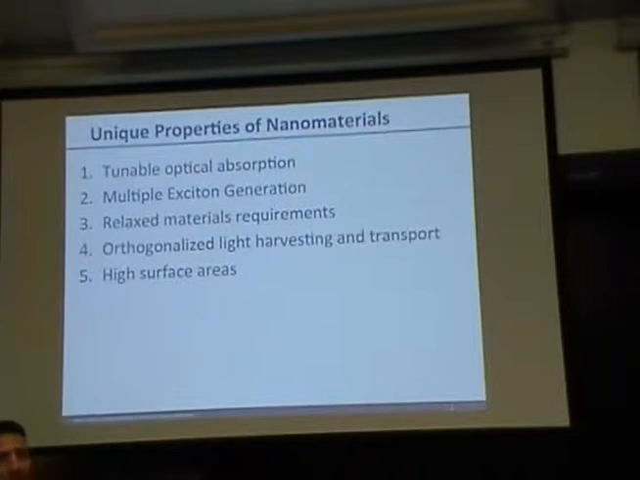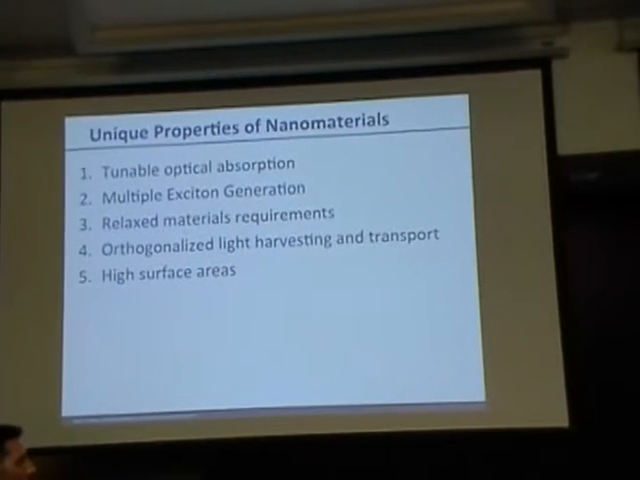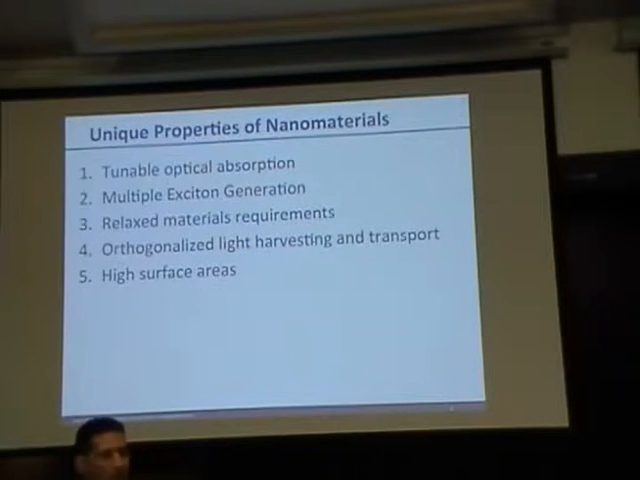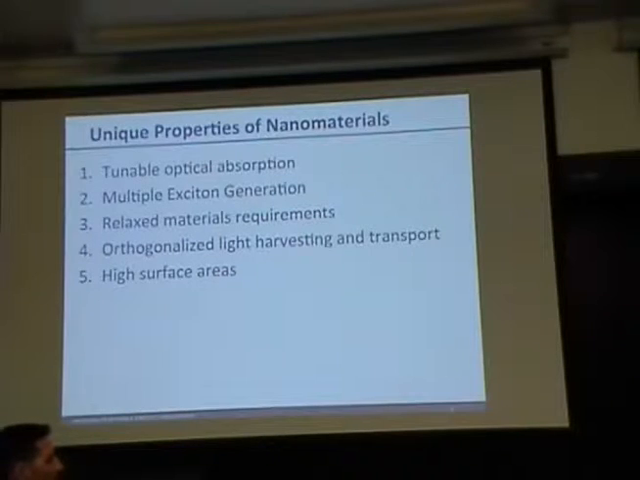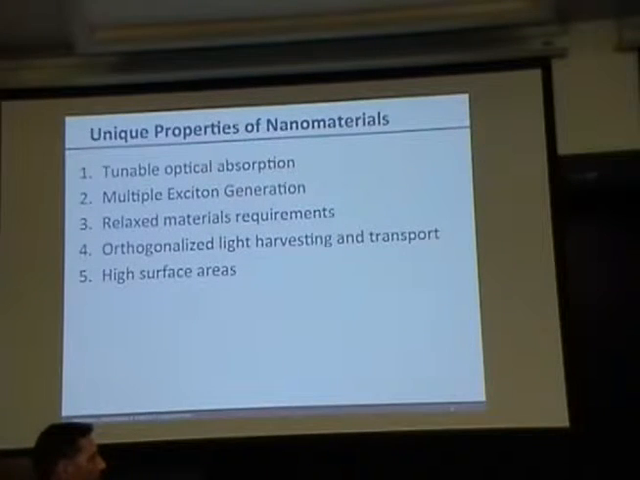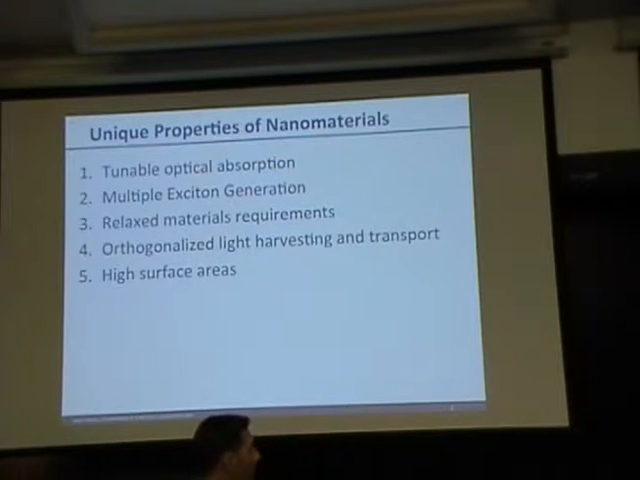So, unique properties of nanomaterials. As Art just told us, they have very tunable optical absorptions. They can participate in multiple exciton generation. They have some relaxed materials requirements, which I'll detail in a bit. And they can orthogonalize light harvesting and transport, which is very important for things that have relatively poor minority carrier conductivities. And they also can have high surface areas, which can have some very unique impacts on some of the PV and photoelectrochemical water splitting fields.